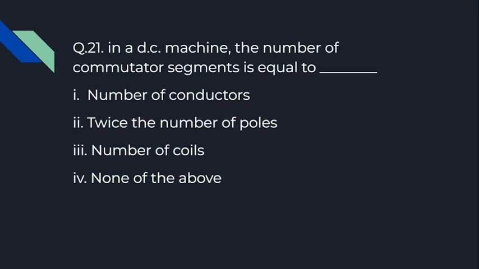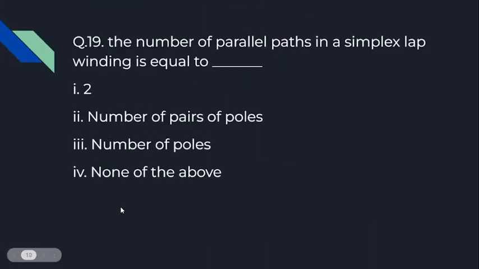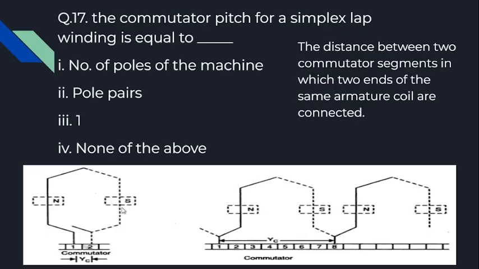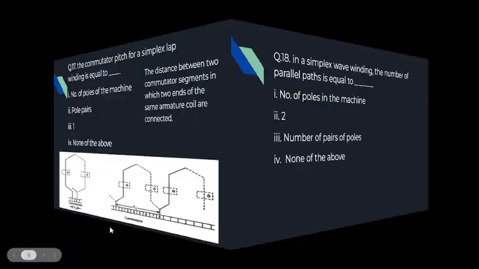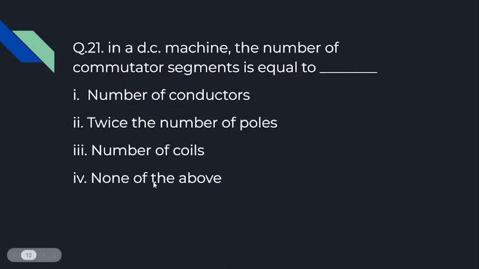In a DC machine, the number of commutator segments is equal to dash. See, the number of commutator segments will be equal to the number of coils. So for that, I will give an example here. I will go to the previous picture where we had the commutator segments. Look into this. Okay, this is a commutator pitch. And this, we call a commutator segment. So the commutator segments will be equal to the number of coils. Here we have one coil, so we will get one commutator segment, half of this and half of this, so one commutator segment. So the commutator segments will be equal to the number of coils, not depending upon the conductors or the poles. It depends upon the number of coils.